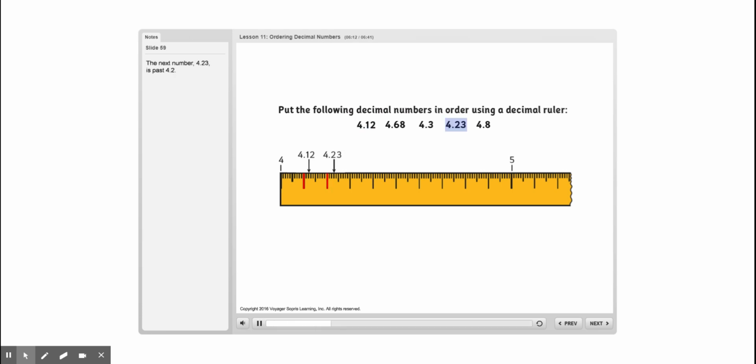The next number, 4 and 23/100ths, is past 4 and 2/10ths. The next long line is 4 and 3/10ths. 4 and 68/100ths is 8 short lines greater than 4 and 6/10ths. And we move right 2 more long lines to get to 4 and 8/10ths. Now we can write the decimal numbers in order.